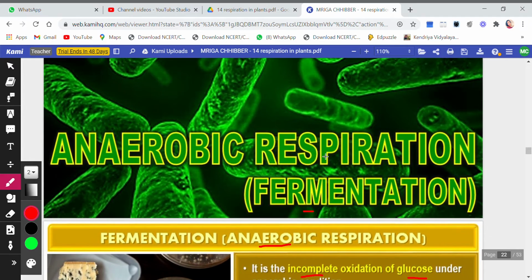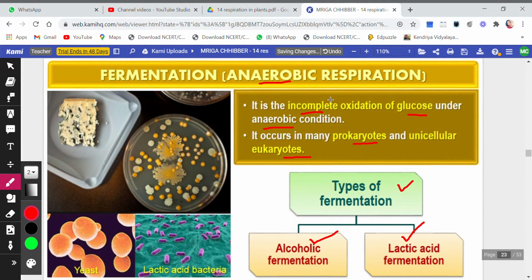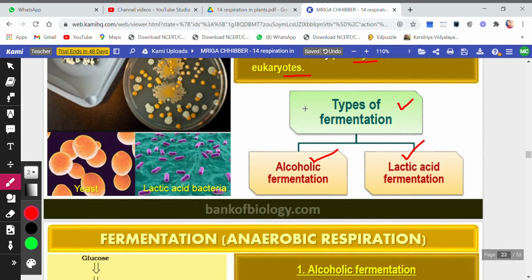We will start with anaerobic respiration. As the name suggests, anaerobic respiration is a respiration where no oxygen is used. So here it is incomplete oxidation of glucose under anaerobic conditions. Anaerobic means without the presence of oxygen. It mainly occurs in prokaryotes and unicellular eukaryotes, and it is of two types: one is alcoholic fermentation and the other one is lactic acid fermentation.